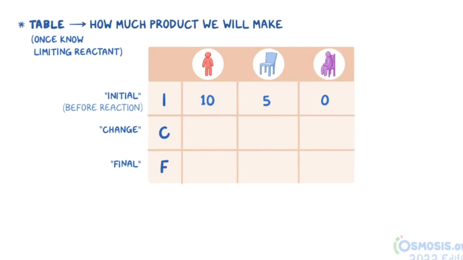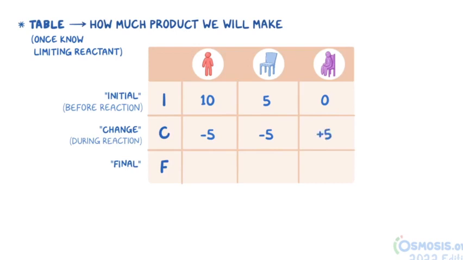We just determined that chairs were our limiting reactant, and so all of the chairs get used up in the reaction. So in the change row, which is what happens during the reaction, we put a -5 in the column for chairs. These chairs reacted with 5 people, and so we also put a -5 in the column for people. Because our reaction produces 5 sitting people, we also put a +5 in the column for sitting people.